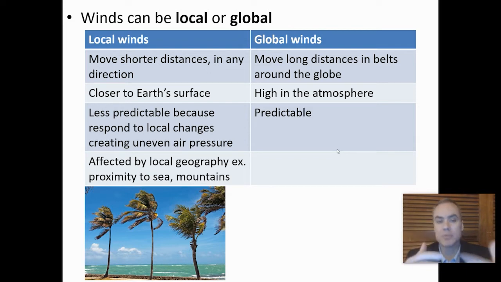And local winds are less predictable because they respond to local changes that create uneven air pressures. For example, just from day to night, the air pressures change in local areas, especially if you're near the ocean or up in the mountains or in a valley.